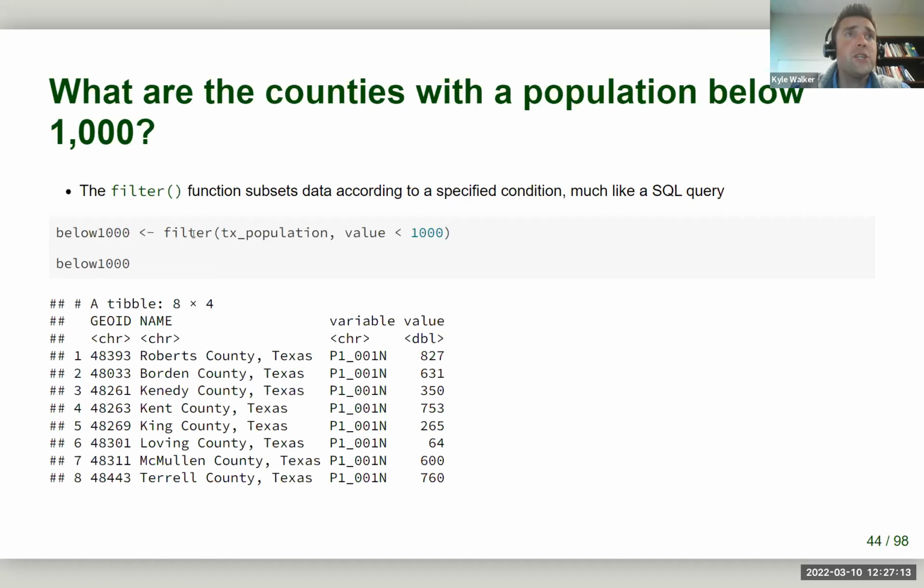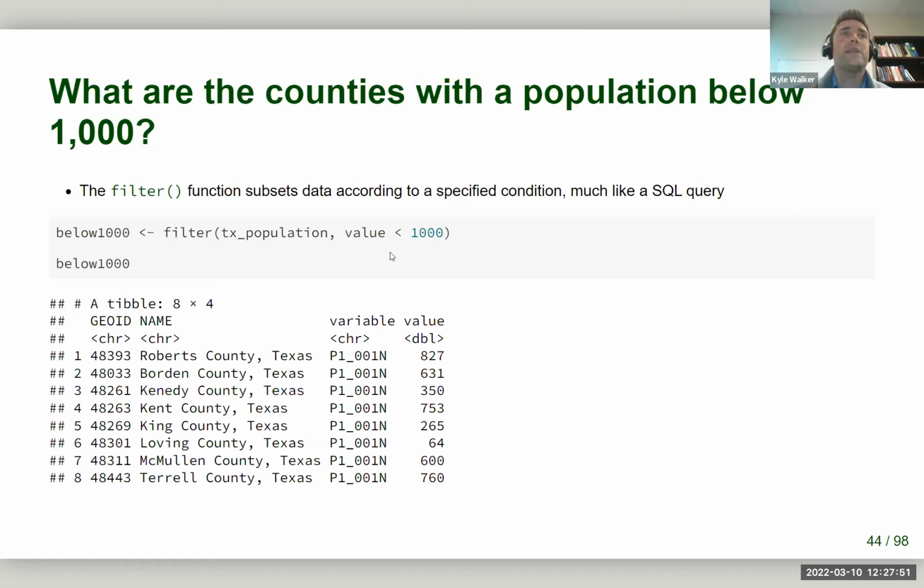And so with filter, what that does is it basically says for a given data object, which in this case is Texas population, and a given clause. So in this particular case, I'm specifying a condition which can be checked by row, whether it is true or false. And so if the condition evaluates to true, then the data will be returned. If the condition evaluates to false, the data will be dismissed.